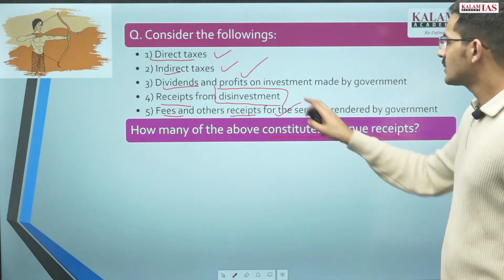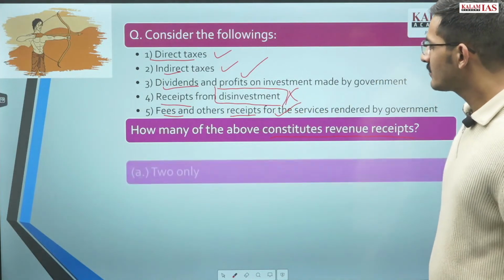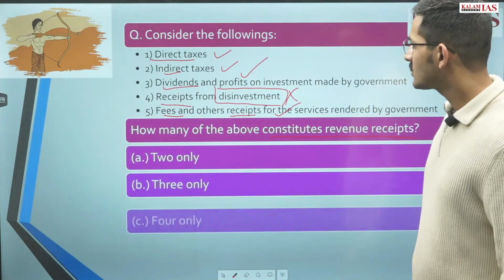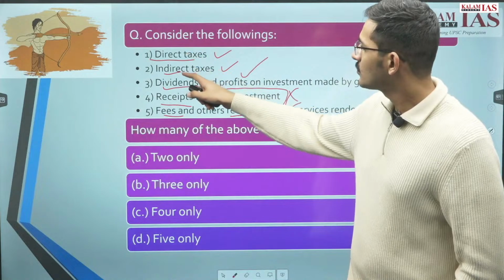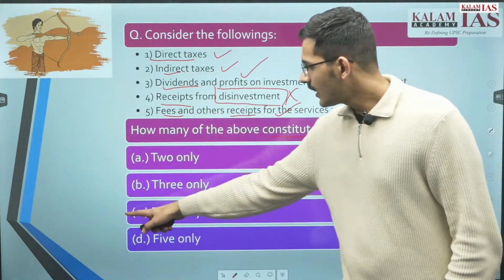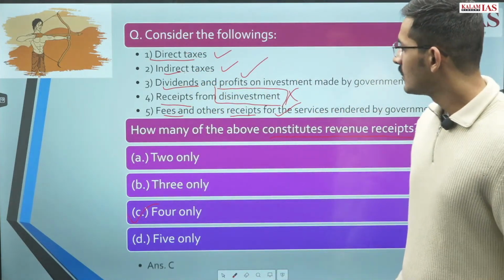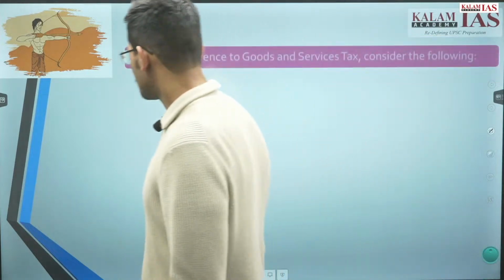So except the fourth, 1, 2, 3 and 5 are revenue receipts. We look at the options: 1 only, 2 only, 3 only, 4 only and 5 only. You know there is 1, 2, 3, 4, so the answer should be C. So C is the answer to this question.